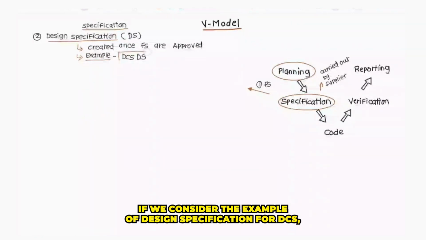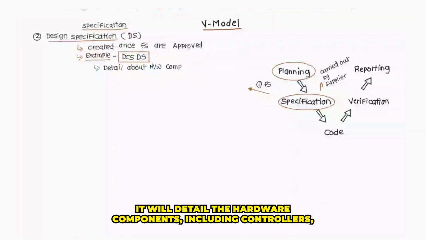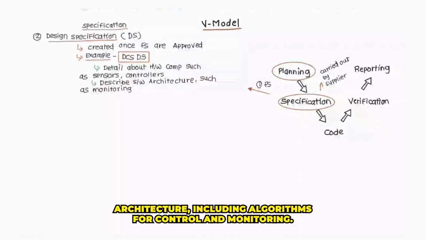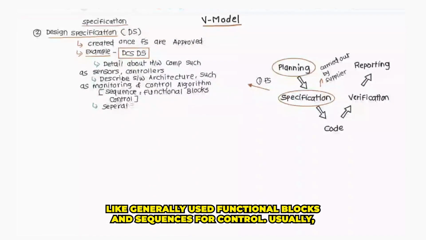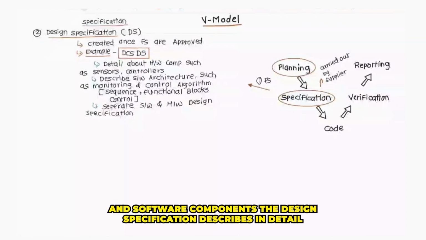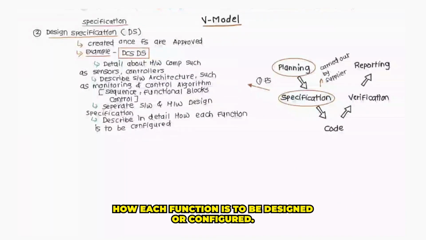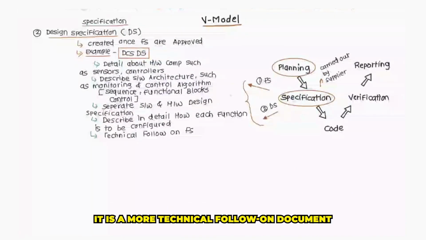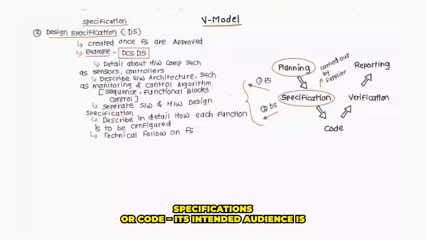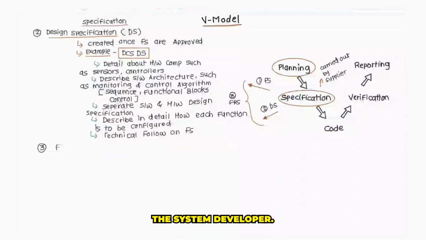If we consider the example of design specification for DCS, it will detail the hardware components including controllers, sensors, and communication interfaces. It describes the software architecture including algorithms for control and monitoring, like generally used functional blocks and sequence for control. Usually there will be separate design specification documents for hardware and software components. Design specification describes in detail how each function is to be designed or configured. It is a more technical follow-on document from the functional specification and may contain configuration specifications or code. Its intended audience is the system developer.